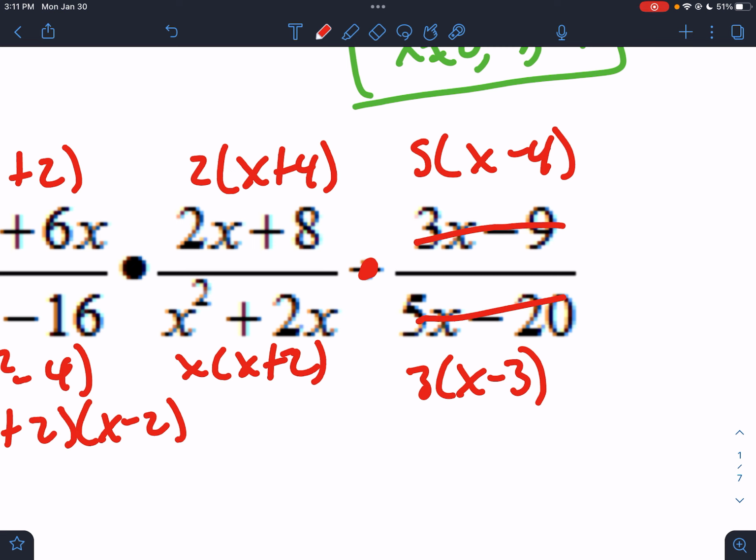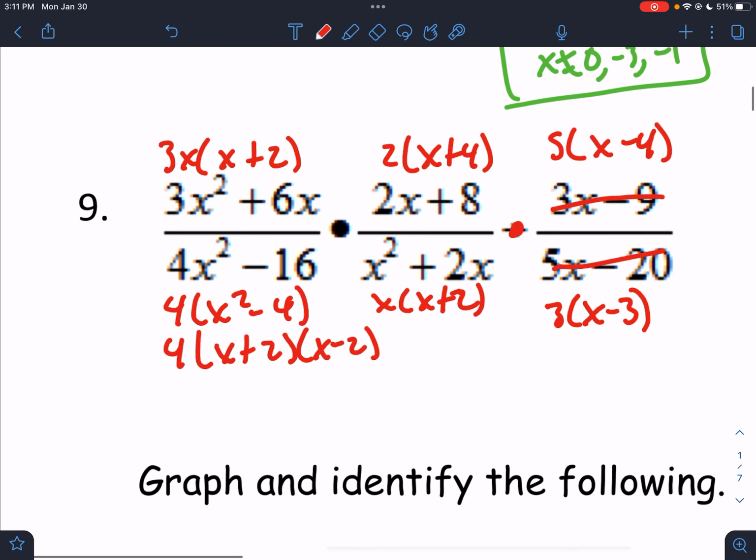So those are gone, and I flipped them. I flipped them because division is the same thing as multiplying by the reciprocal. So these are all the things I factored. Those are all gone. All right. So what are the things we can cancel out? I see a 3 on top and a 3 on bottom. I see an x on top and an x on bottom. I see an x plus 2 and an x plus 2. I see a 2 and a 4 can become 1 and 2. X plus 4, no. X minus 4, no.